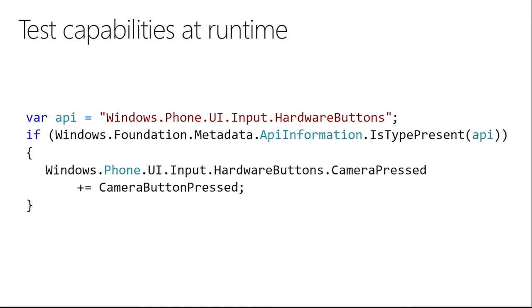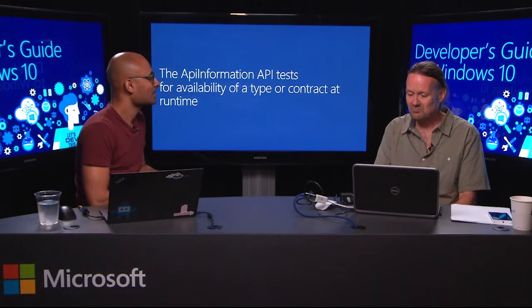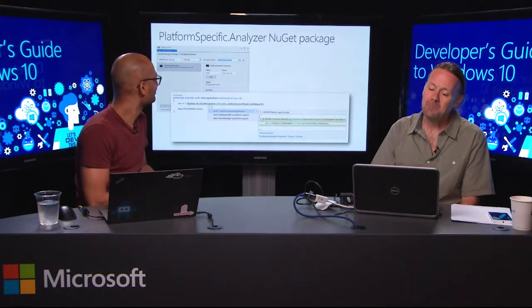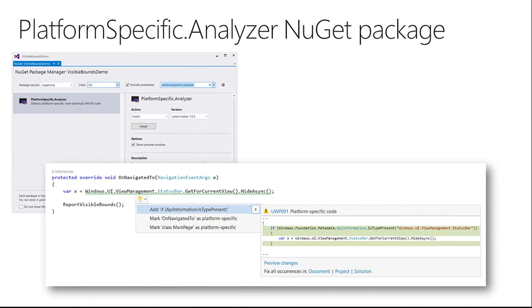So it's similar to a compiler condition, but obviously done at runtime. Yeah, that's exactly right. So that's what it is. The API information tests for availability of a type or contract, or as you saw, method, event, all the rest of it at runtime. Now, that pattern is slightly tedious to write, perhaps. Yeah. Although, if you're clever, you'll have a snippet to do it.